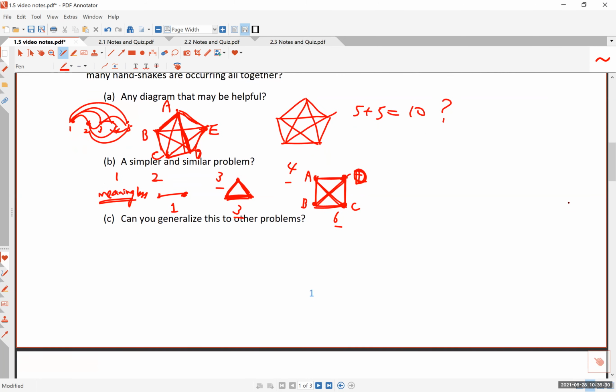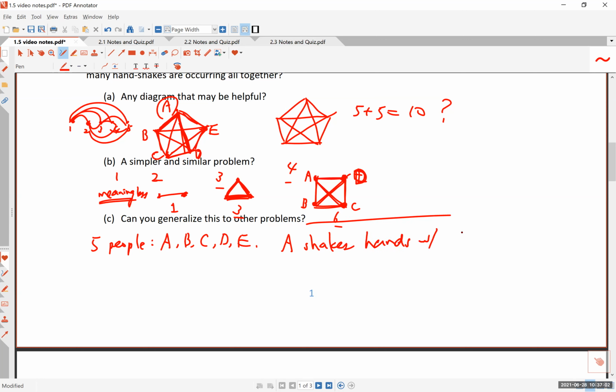Yeah, let's try to figure this out because now we have studied this for 2, 3, 4, and 5 people, right? The way we approach this problem is always this way. We pick the first person. Okay, so maybe we should start with 5 people. Let's call them A, B, C, D, and E. So A shakes hands with how many? B, C, D, and E, right?